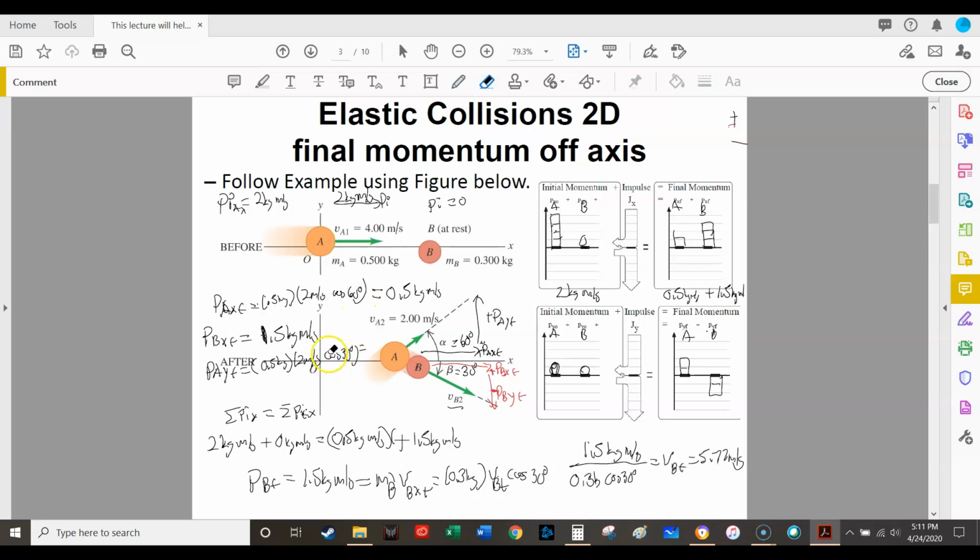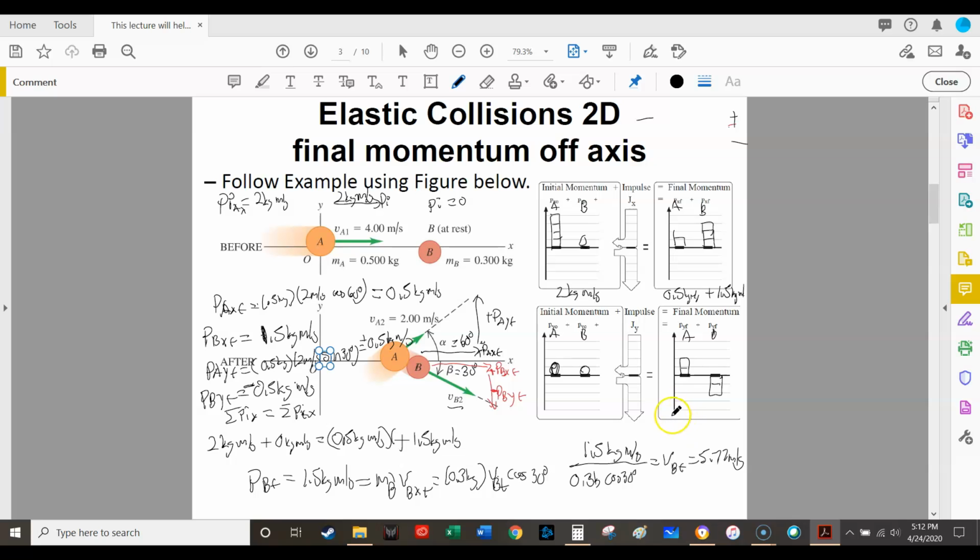Erase that. In the y direction, it'll be sine. That's equal to 0.5 kilogram meters per second. So what does that say? Well, if this is positive 0.5 kilogram meters per second, then the PBY final has to also be 0.5 kilogram meters per second, but negative. So these two are going to be equal.